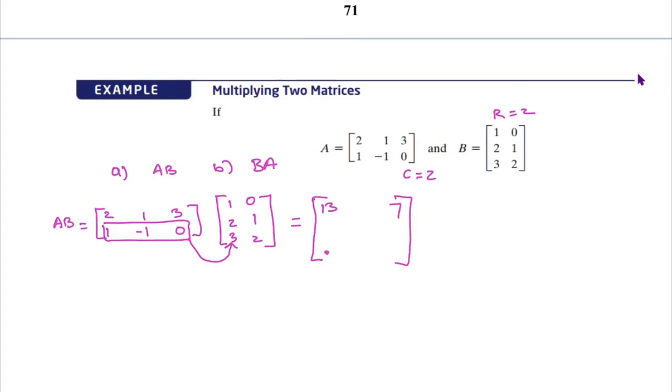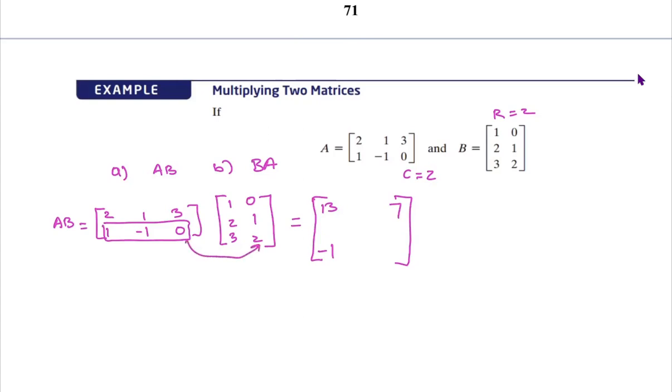That's here, right? So 1 times 1 is 1. Negative 1 times 2 is negative 2. 0 times 3 is 0. So that's negative 1. And then finally, we're going to do row 2 and column 2. Row 2, column 2 is here. So we would put the result right here.